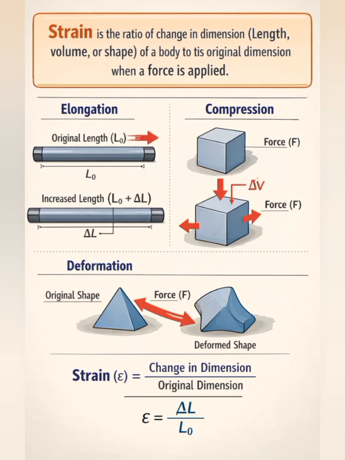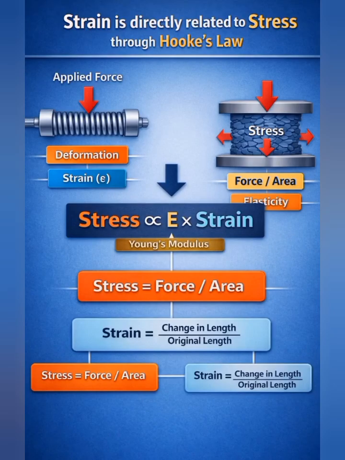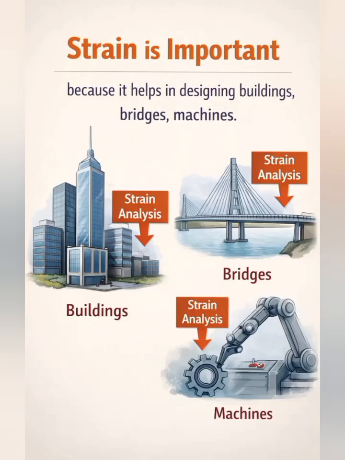There are three types of strain: longitudinal strain, shear strain, and volumetric strain. Strain is directly proportional to stress through Hooke's law. Strain is important because it helps in designing buildings, bridges, machines.